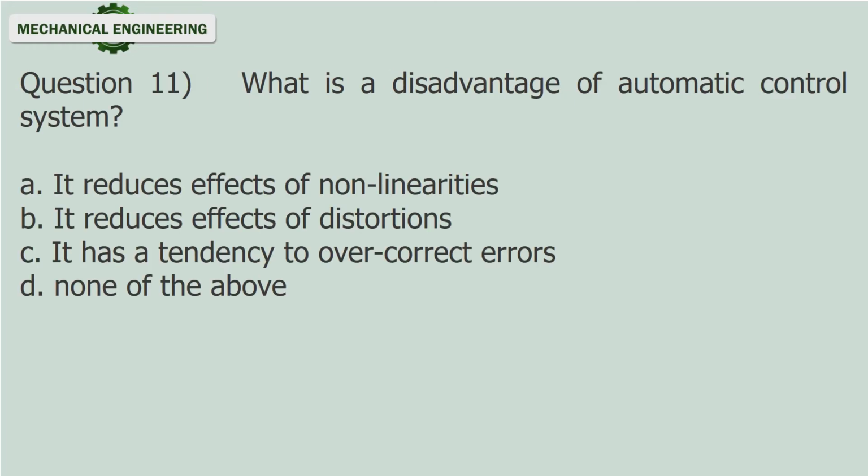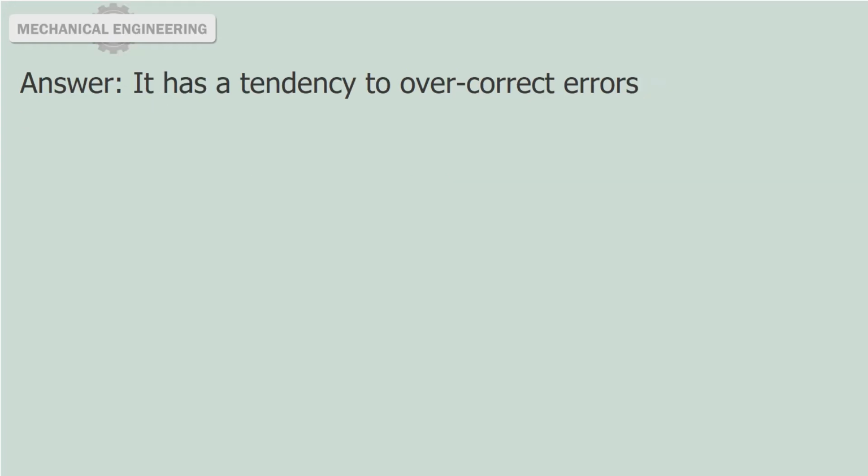Question 11. What is a disadvantage of automatic control system? A. It reduces effects of nonlinearities. B. It reduces effects of distortions. C. It has a tendency to overcorrect errors. D. None of the above. Answer: it has a tendency to overcorrect errors.